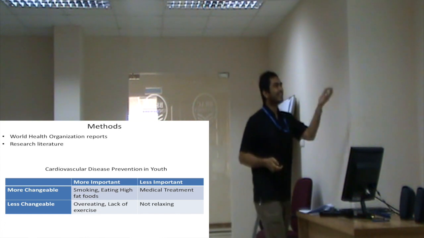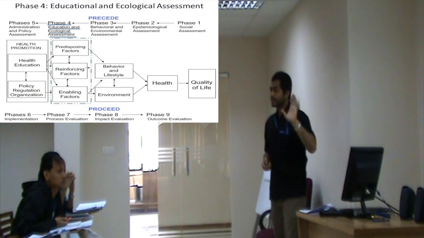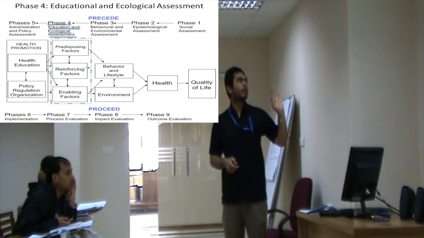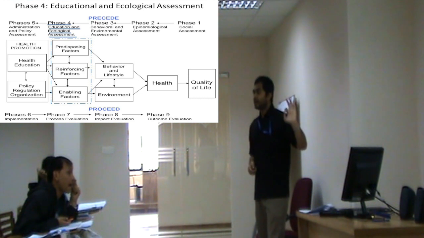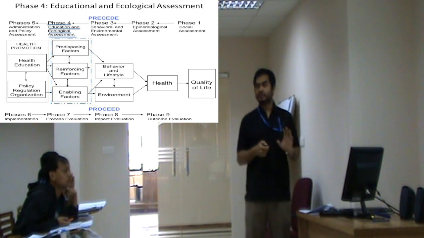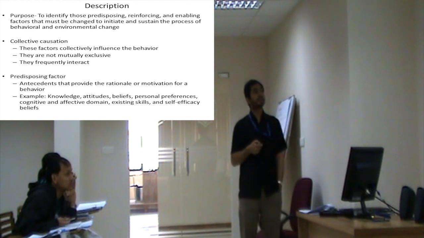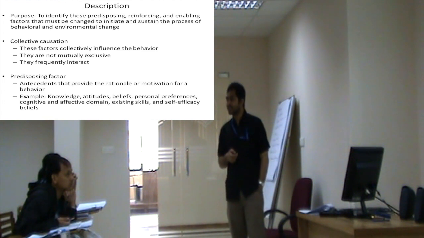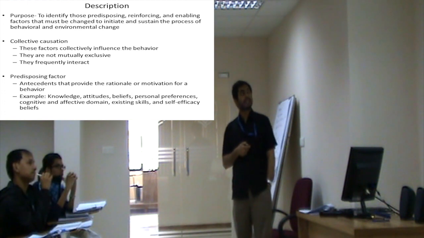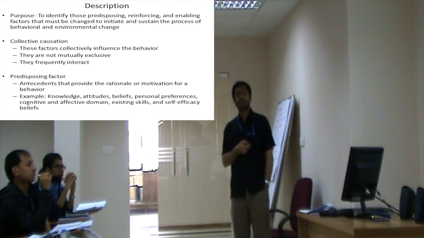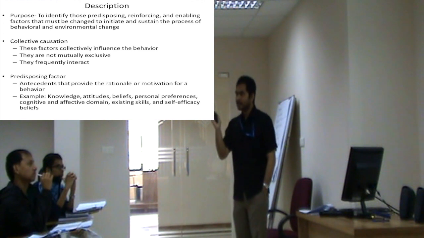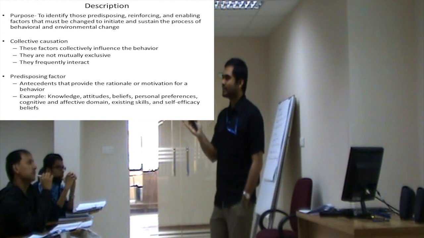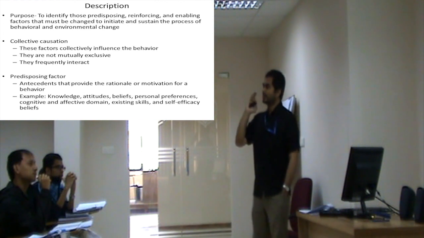Then the next step is educational and ecological assessment. This is important because you have predisposing factors, reinforcing factors, and enabling factors. It is important for you to understand what is a predisposing factor, what is a reinforcing factor, and what are the enabling factors. The purpose is to identify those predisposing, reinforcing, and enabling factors that must be changed to initiate and sustain the process of behavioral and environmental change. So you identify the predisposing, reinforcing, and enabling factors which are responsible for what? The behavioral risk factors or the environmental risk factors.